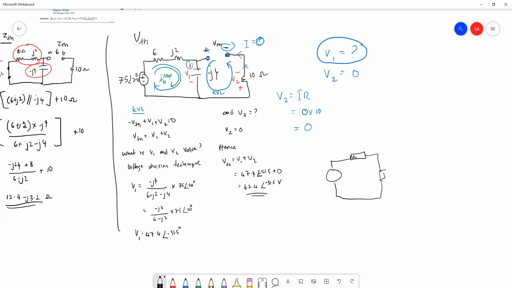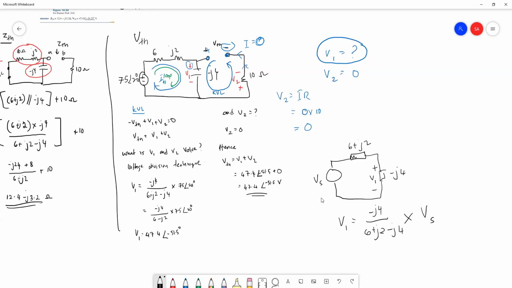Okay. So this is my 6 plus j2, and this is negative j4, and this is also my V1, right? So this is V source. My objective is to find V1. So you can use the voltage division technique. V1 is equal to negative j4 over the total impedance, 6 plus j2 plus, sorry, negative j4, right? The total impedance, multiplied with V source, right?